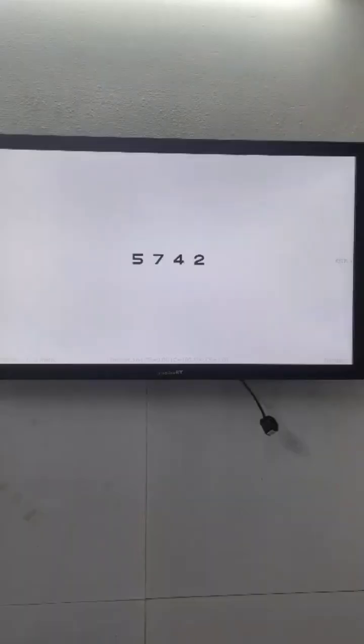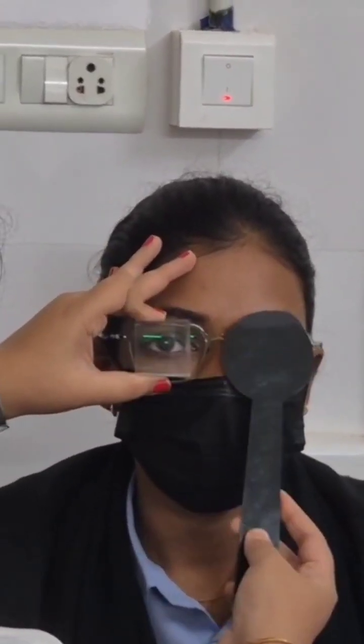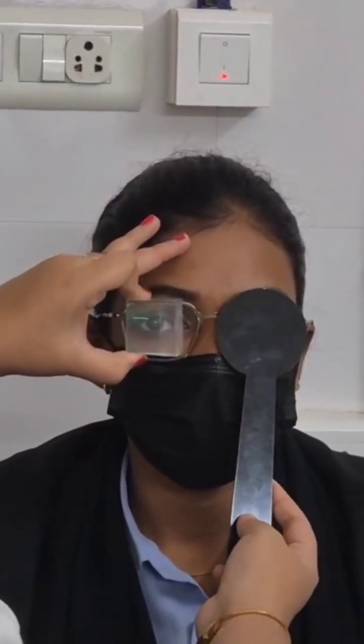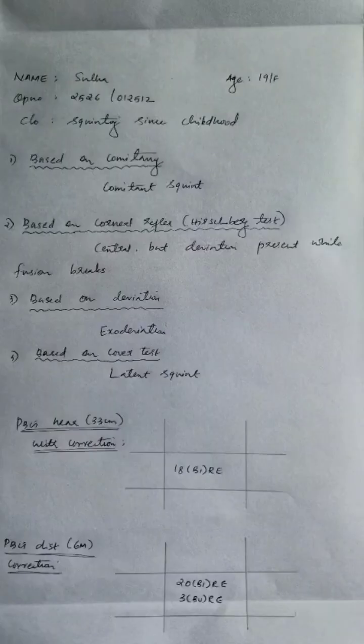Similarly, the prism bar cover test, that is PBCT, is done for distance too, and the patient is asked to fixate on the distance vision chart, and prisms are placed and the cover test done until the movement is arrested. And here along with the horizontal deviation we can see a hyperdeviation too, and hence little base down prisms are placed to arrest the movement. And here we have the result of the patient.